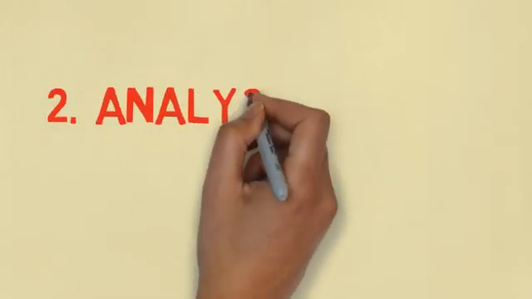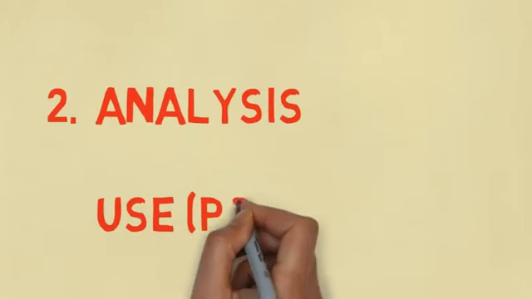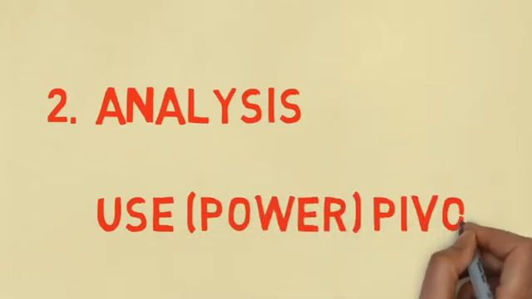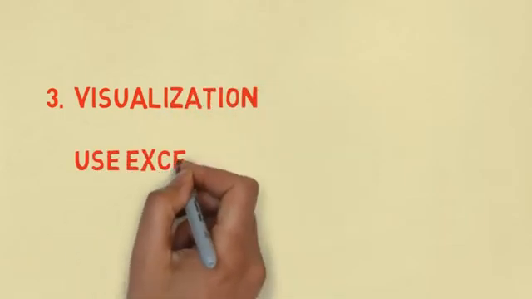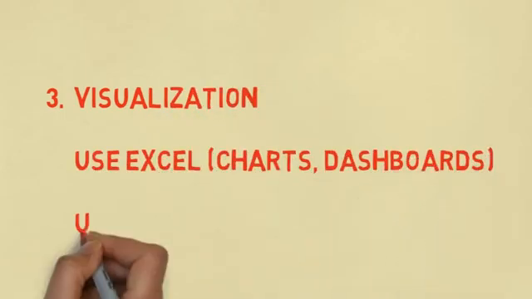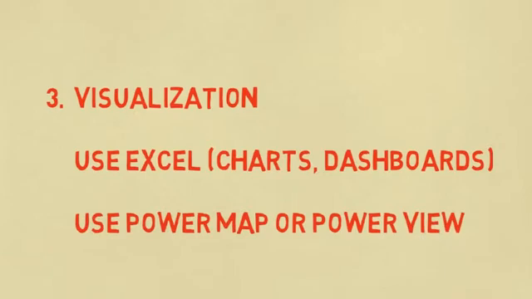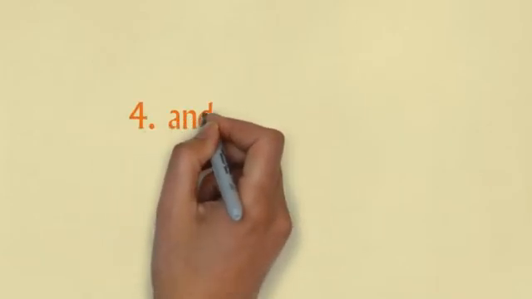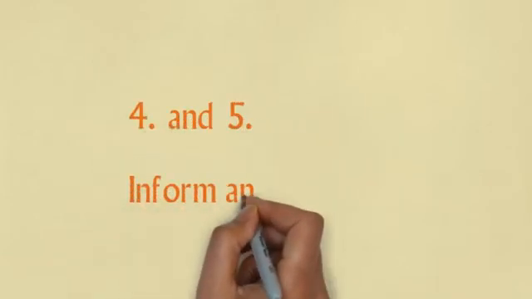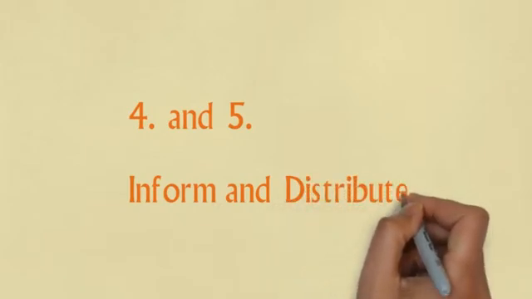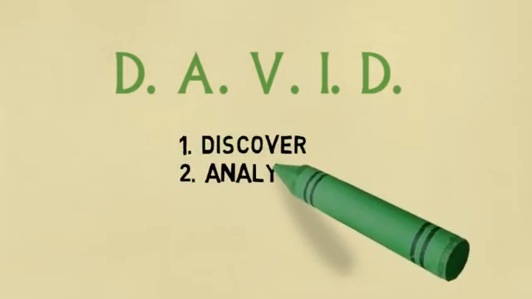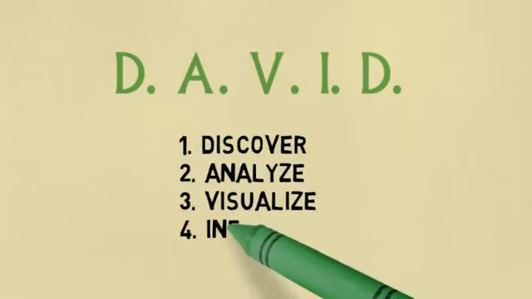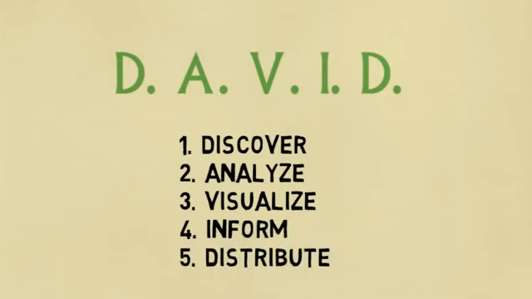For analysis, that's where you bring in your pivot tables or Power Pivot if you need that, but we don't need it today. Thirdly, visualization. Obviously, you want the information to be displayed properly and communicated. In this case, Power View and Power Map are what we're going to use. The last two are, for obvious reasons, inform and distribute, because I've got to fill out the whole word here. Yes, my David method: discover, analyze, visualize, inform, and distribute.